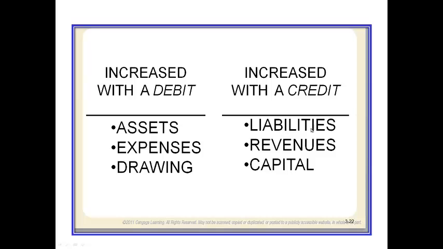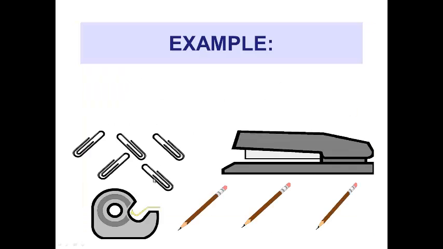So your accounts payable account, your liability, is increased with a credit. Your revenue, your service fees, that is increased with a credit on the right side, and the capital account is increased with the credit on the right side. These are the only 3 account types increased with the credit. All assets, all expenses, and the drawing account are all increased with the debit.